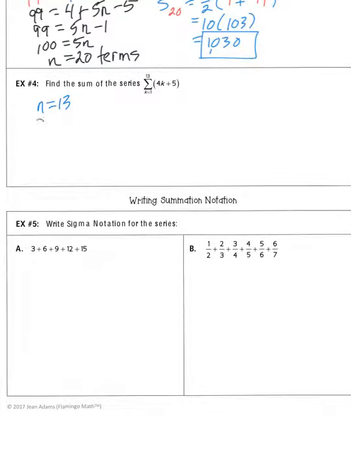Then we need to find a sub 1. So a sub 1 is equal to, we can see the rule here. We're going to plug in 1 for k, and we get 9. And then we want a sub 13, so we're going to plug that into the rule as well. And then if we work that out, 4 times 13 plus 5 is 57. So now we have everything we need.